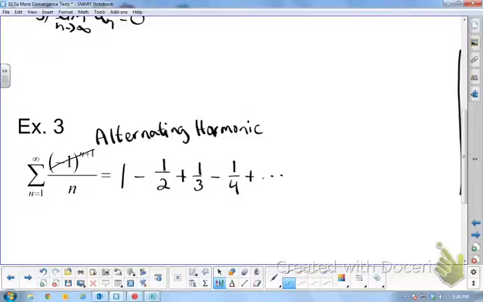So we're good there. Then we have to check, is the term before going to be bigger than the next term? Is 1 bigger than 1/2, which is bigger than 1/3, bigger than 1/4? Is that always going to be true?